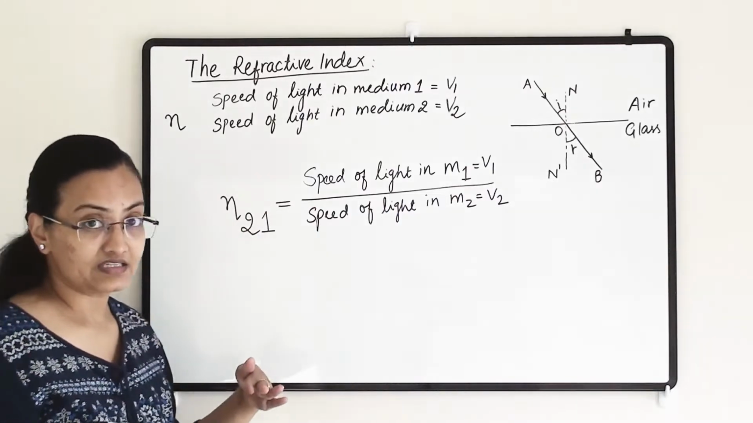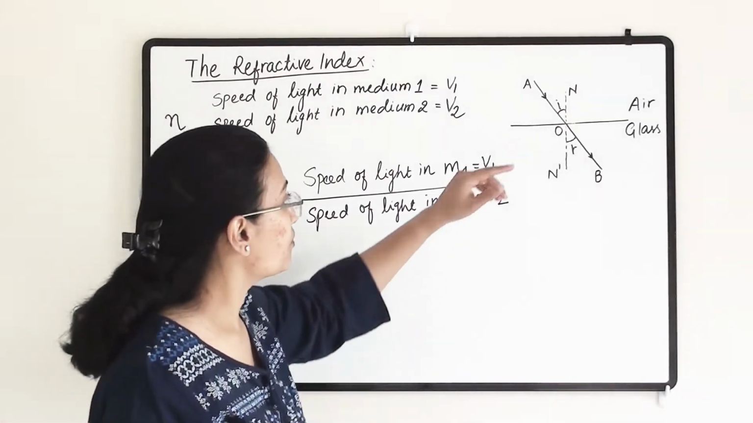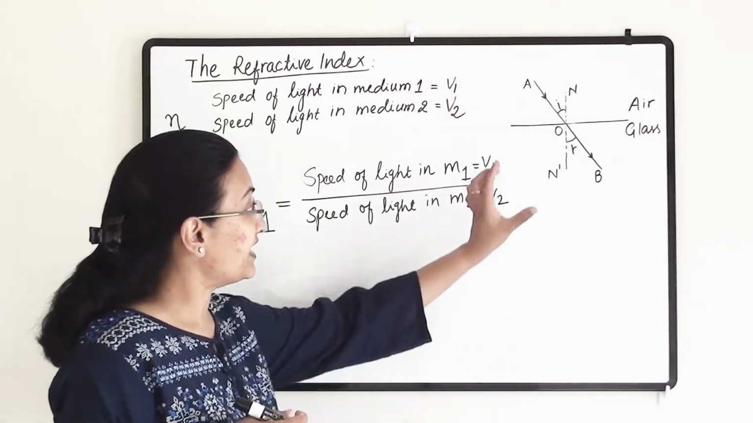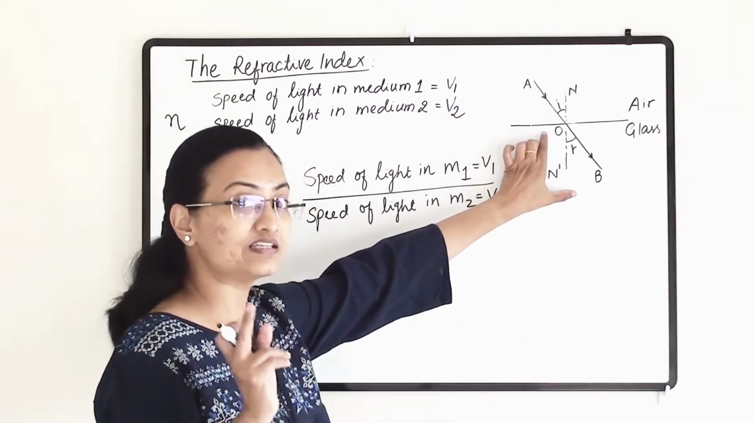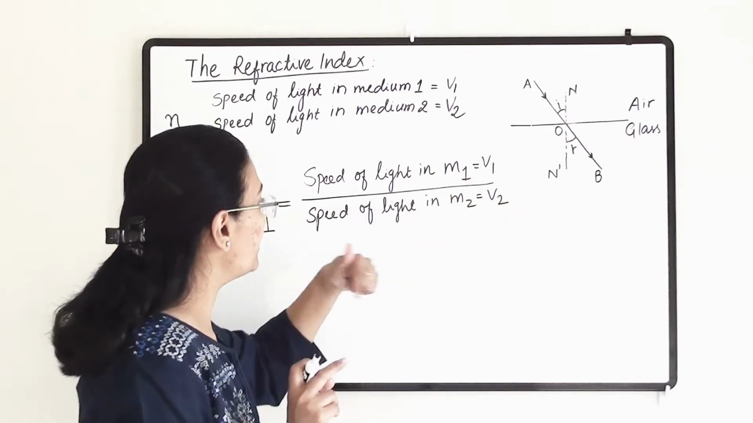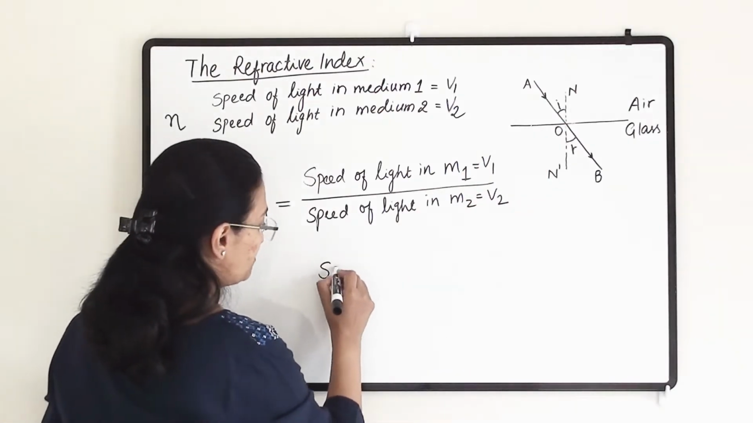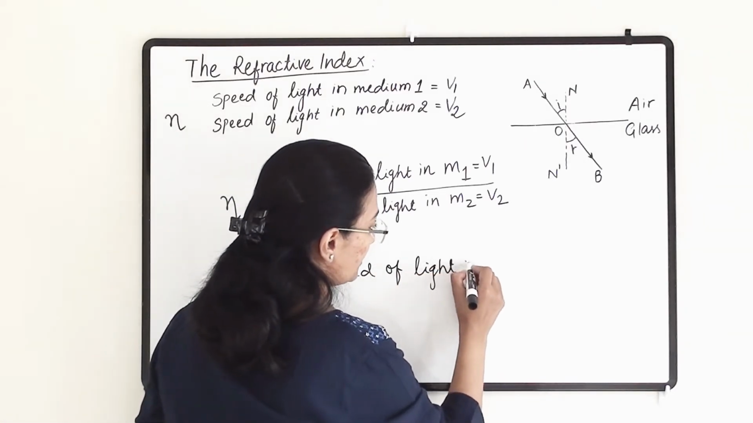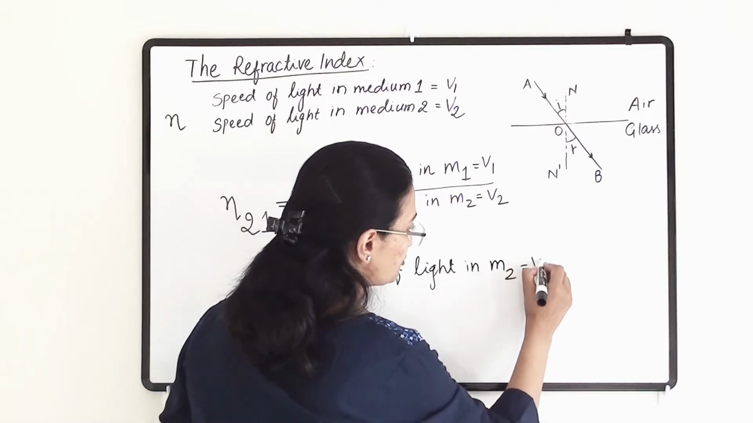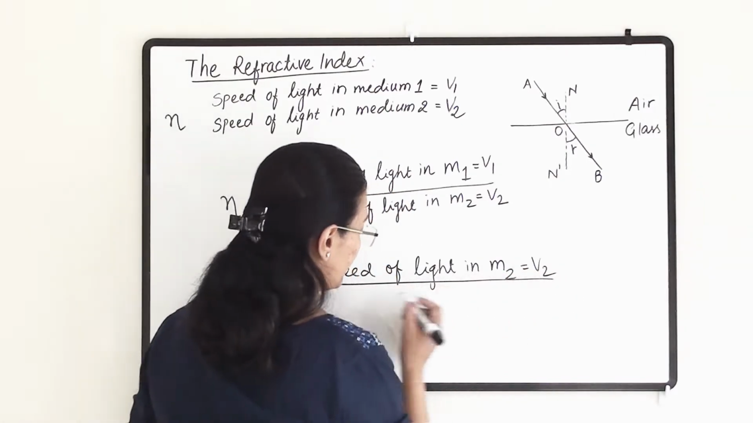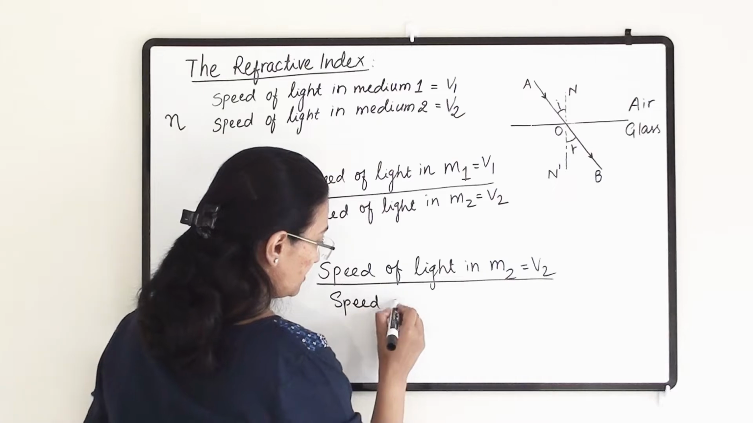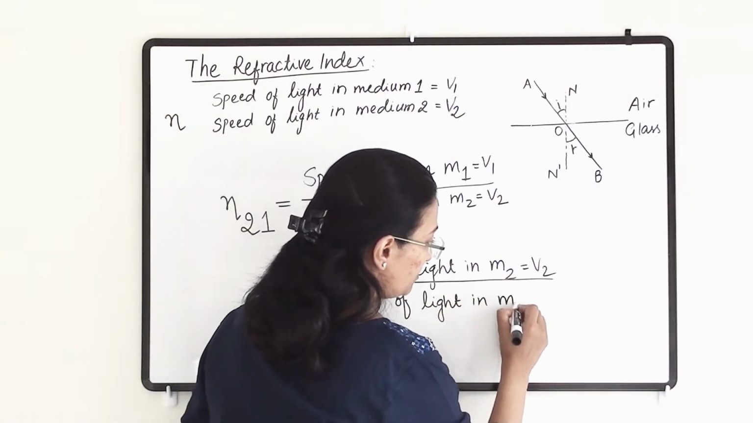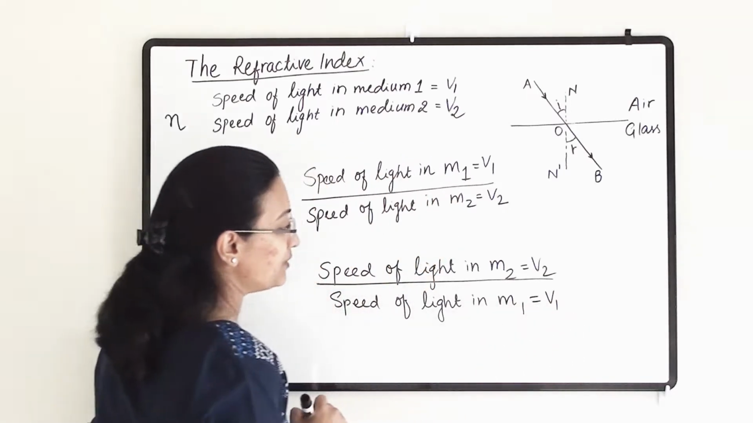Now in the second case, when we are finding the refractive index for medium 1, if we are taking this ray OB as our reference ray, then that will come into the numerator: the speed of light in medium 2, which equals V2, divided by the speed of light in medium 1, which equals V1.